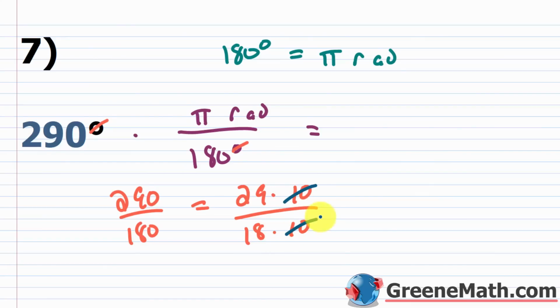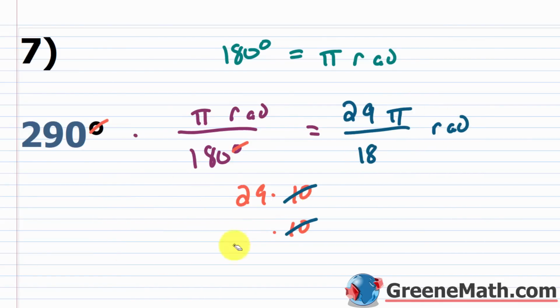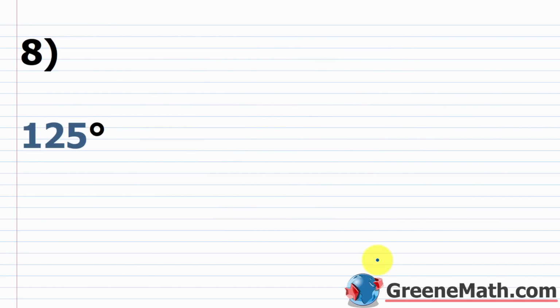So I'm just going to cancel this 10 with this 10. And so that is going to give me 29 pi over 18, and this is in terms of radians. So if you think about 290 degrees, this would be 29 pi over 18 radians. Okay, let's take a look at problem number 8.